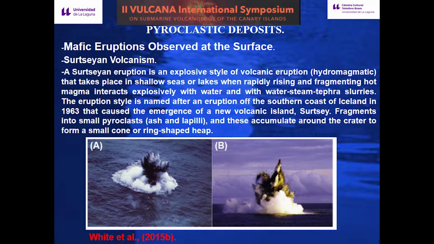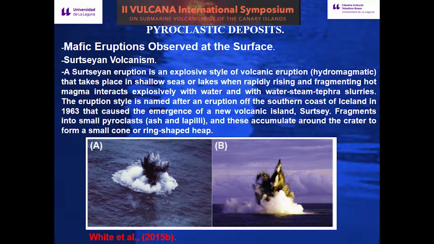Another type of mafic eruption observed on the surface is Surtseyan volcanism. A Surtseyan eruption is an explosive, hydromagmatic style of volcanic eruption that takes place in shallow sea or lakes, when rapidly rising and fragmenting hot magma interacts explosively with water, producing steam and a tephra slurry. The eruption style is named after the eruption on the south coast of Iceland in 1963 that caused the emergence of a new volcanic island, Surtsey.